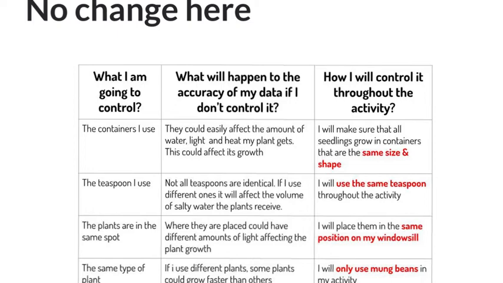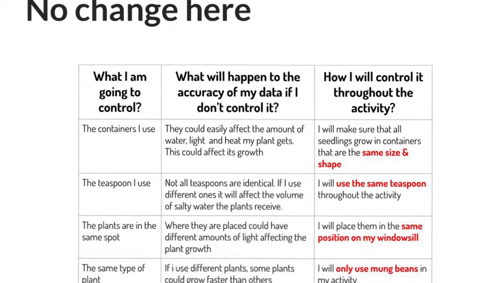Right, the second thing, I said I was going to use a teaspoon to measure the amount of salty water I add to my plants. So that becomes something that could be different. Now, believe it or not, teaspoons are different. Two teaspoons, even made by the same company, are different. So if I'm using a different teaspoon, they would have a different volume of salty water that the plants receive. So it's not going to be consistent. So what I must do is use the same teaspoon. I don't use two teaspoons, I don't change them, I use the same one all the way through.